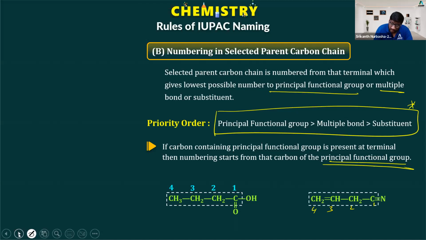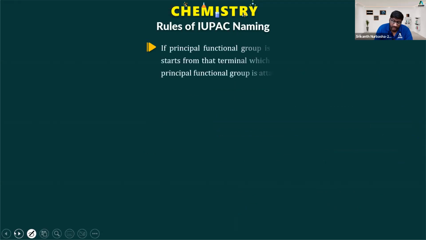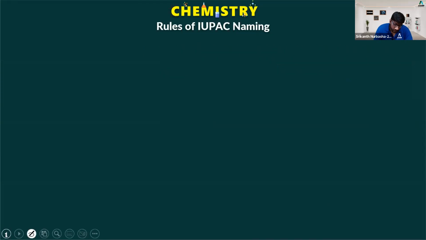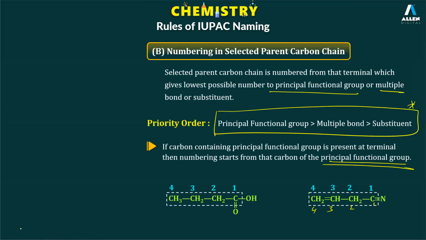Yes or no? That is the parent carbon chain. And if the principal functional group contains carbon, that has to be included in the parent carbon chain. So from that only you have to give the numbering. So 1, 2, 3, 4. That is the correct order of giving numbering. Is that clear, everyone? Yes, sir. Very good.